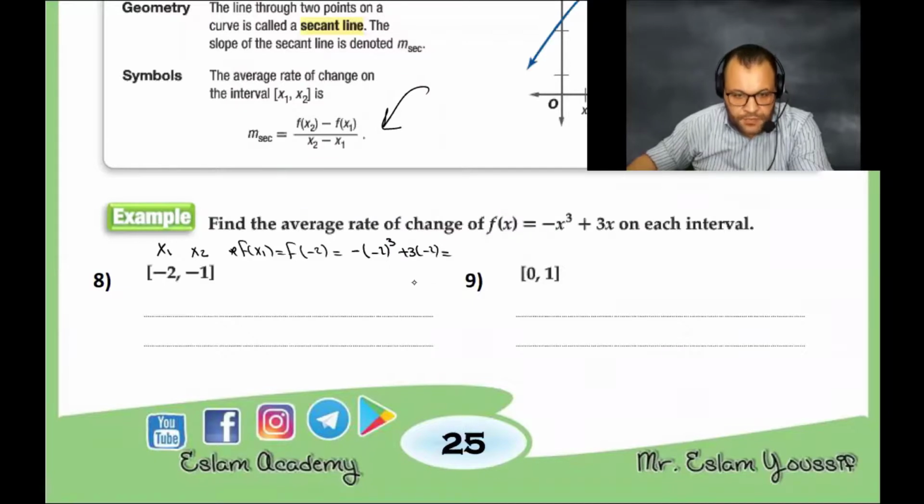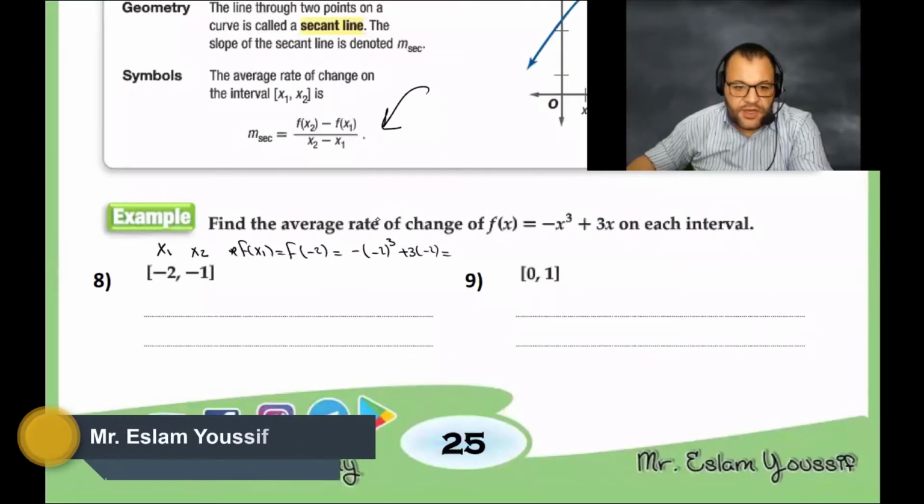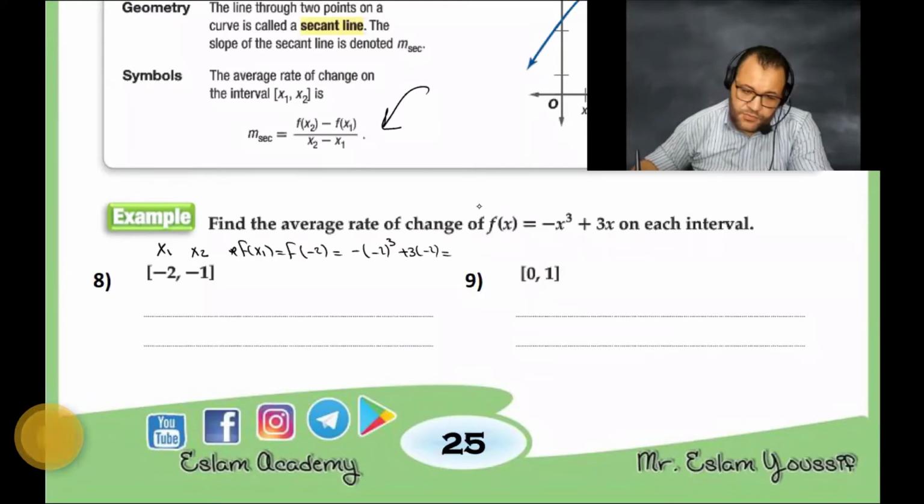What is the answer? Use a calculator, please. Negative of negative 8 is positive 8. Minus 6, it will be 2. The answer is 2.